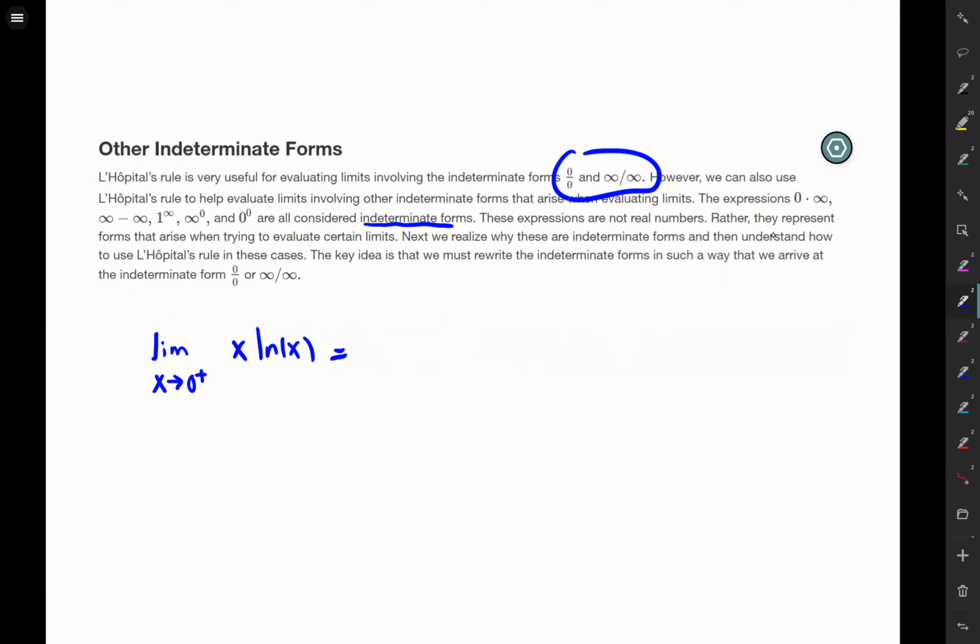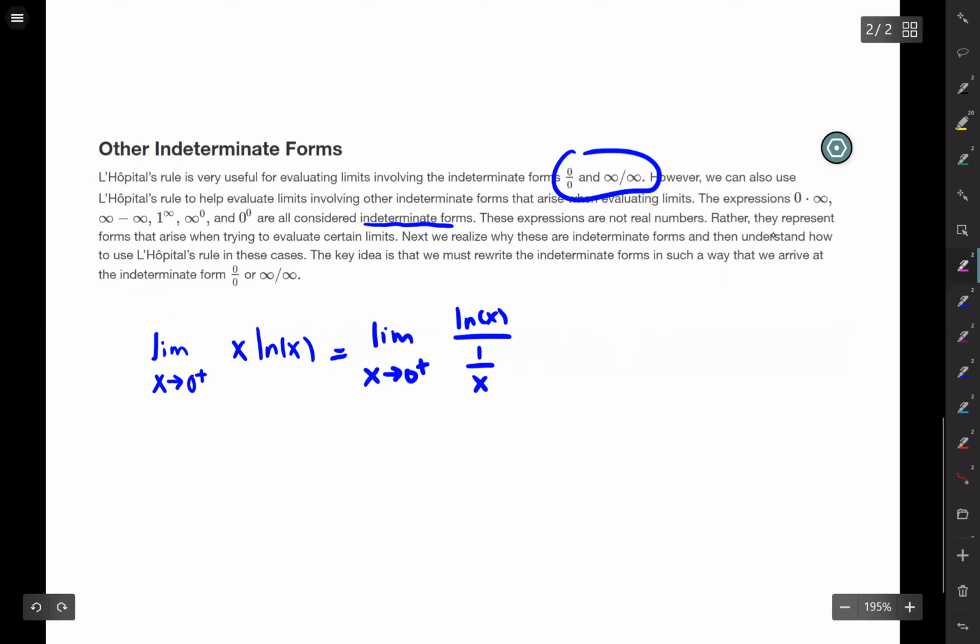So this is going to be the same as the limit as x goes to 0 from the right of, and I'm going to write this as natural log of x divided by 1 over x. And so if you're struggling to see how we got from here to here, all I did was multiply top and bottom by 1 over x. And so that canceled, that's just a 1 there, and I get the same thing. So these are exactly the same expressions.